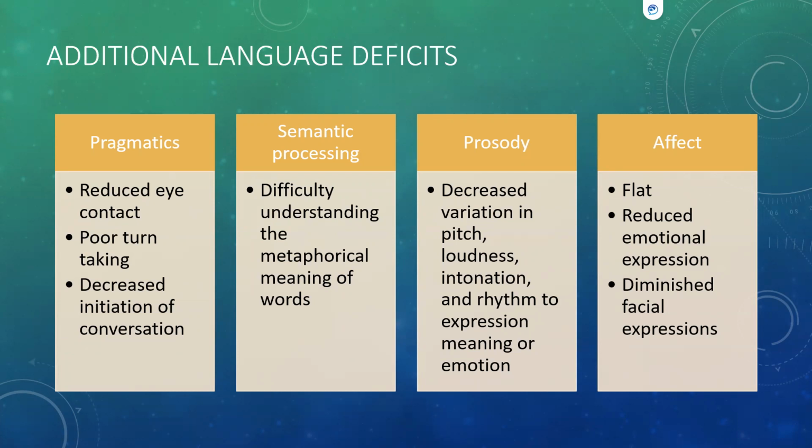This population may also present with a flat affect, so they may have reduced emotional expression or diminished facial expressions. So in addition to not being able to understand others' emotions, they're going to have a hard time expressing that as well.